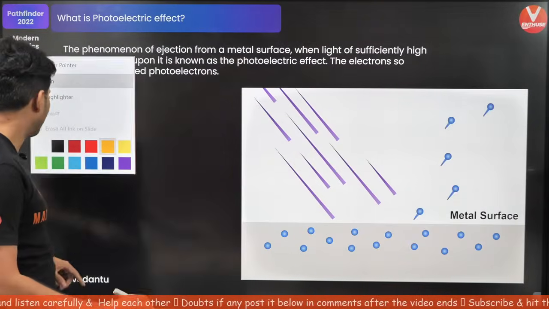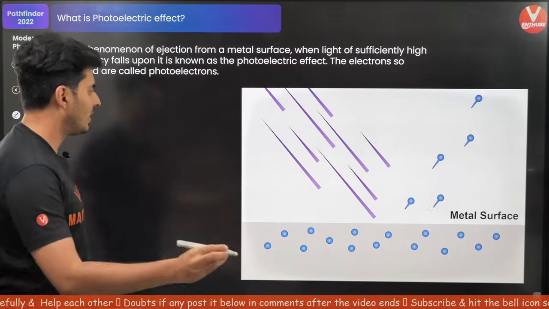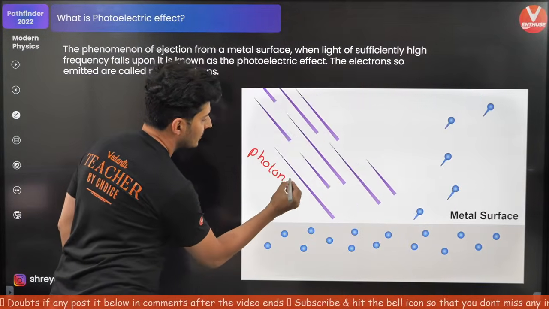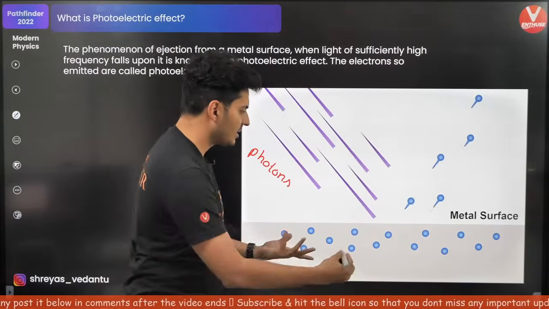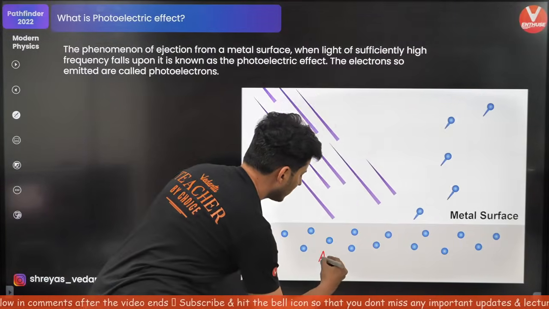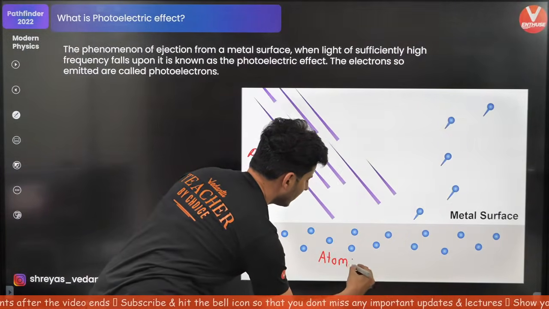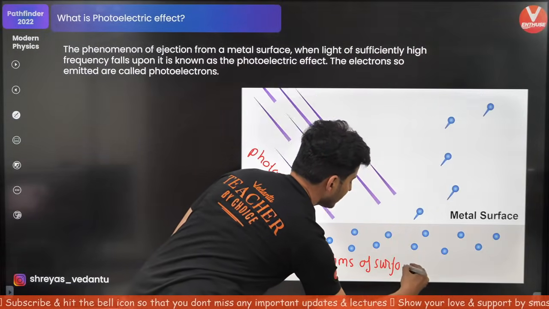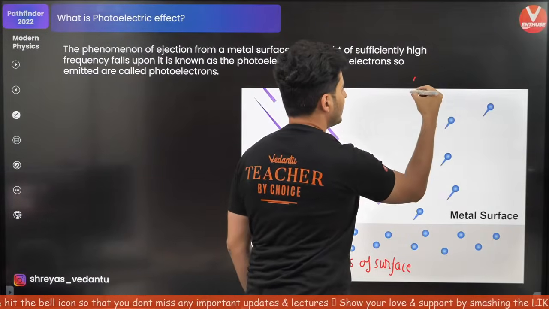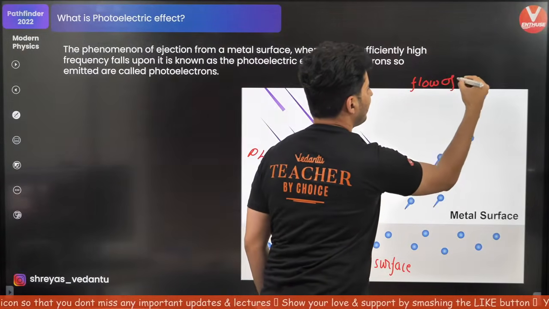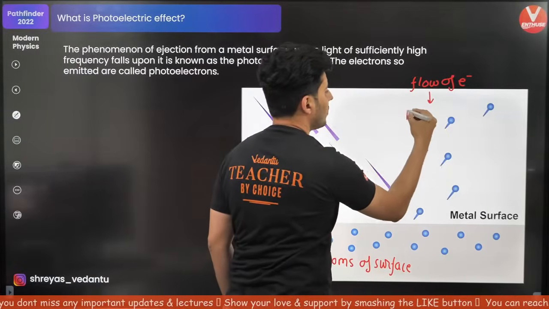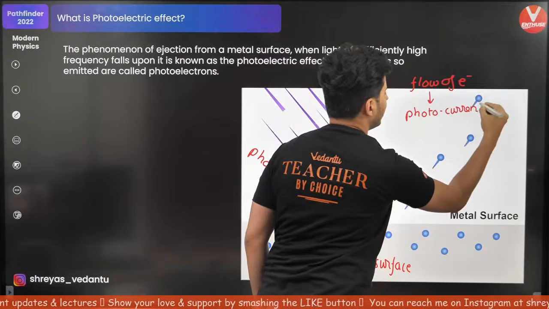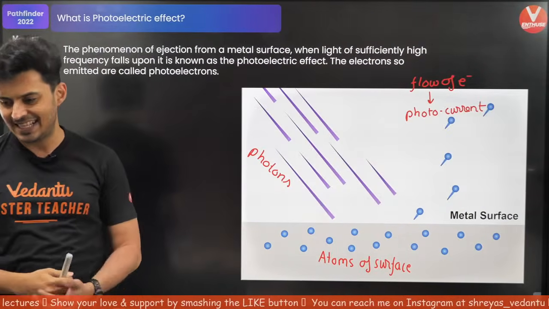So let's mark all of it right over here so that you understand. These are nothing but your photons. These are the atoms of the surface, from which the electrons are getting knocked out, and here you have the flow of electrons, which is also called photocurrent. I hope this makes sense.